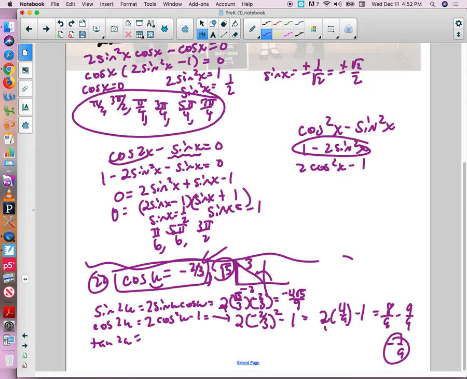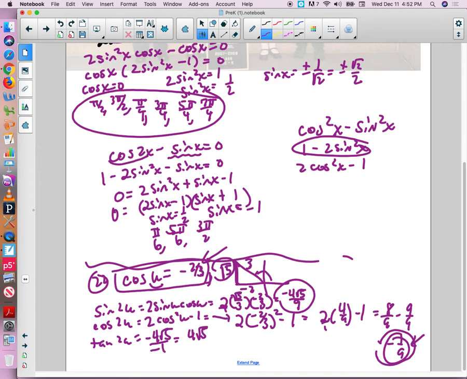And then last, we want to find tan 2u. So I'm going to put sine over cosine. You would end up with -4 root 5 over 9 multiplied by the reciprocal of that. Your final answer would be 4 root 5 for tan 2u.